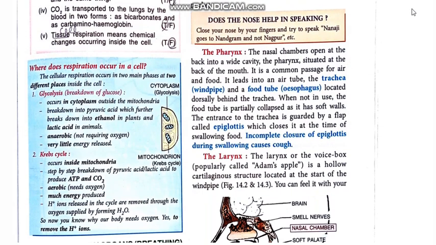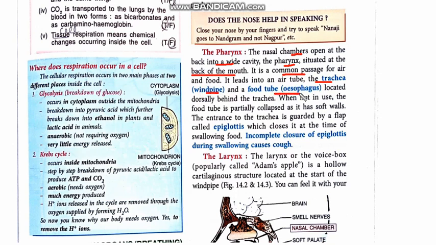The pharynx is the common passage for our air and food. The nasal chambers open at the back of a wide cavity known as the pharynx. Its location is at the back of the mouth, and it is a common passage for air and food. It leads into the trachea, that is the windpipe, and the food pipe, that is the esophagus.